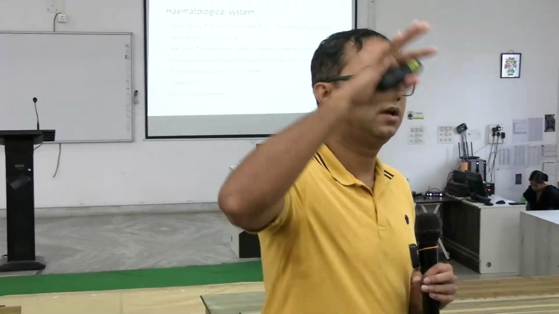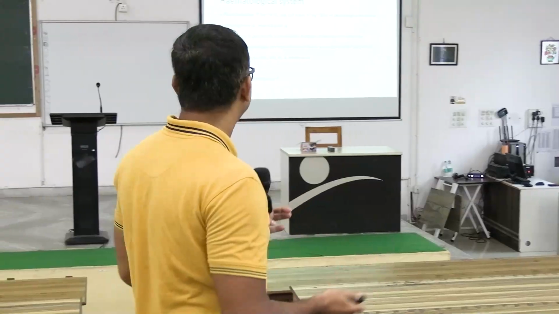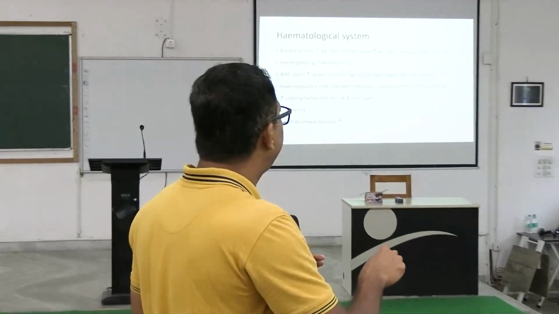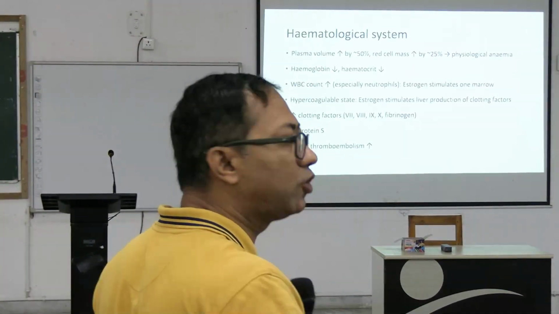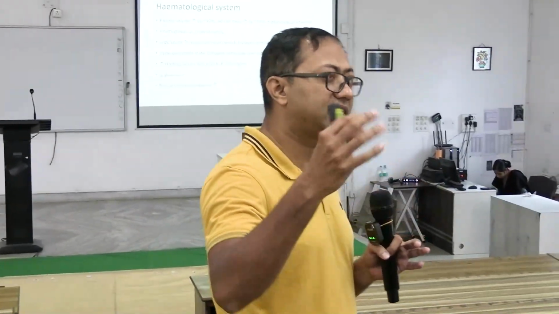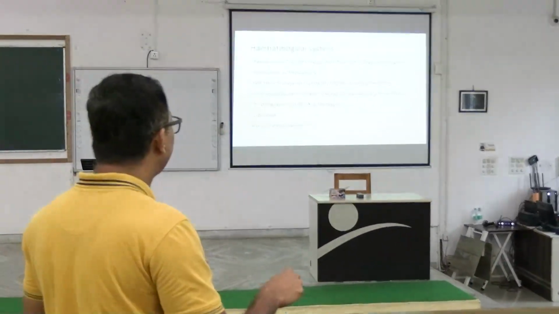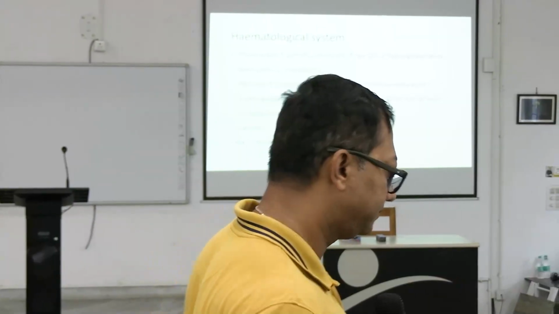If you calculate red cell count, it will be low, but ultimately total body RBC count is increasing. So hematocrit will fall, hemoglobin will fall, because volume is increasing. Red cell is also increasing, but not in accordance with the volume, right? So as a result, there is low hemoglobin, low hematocrit.